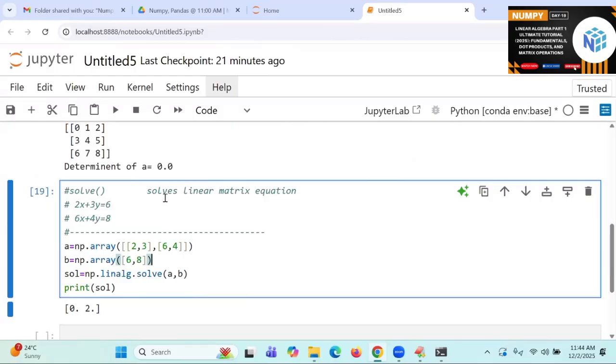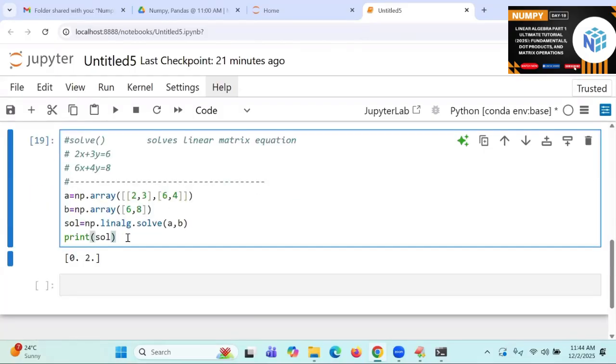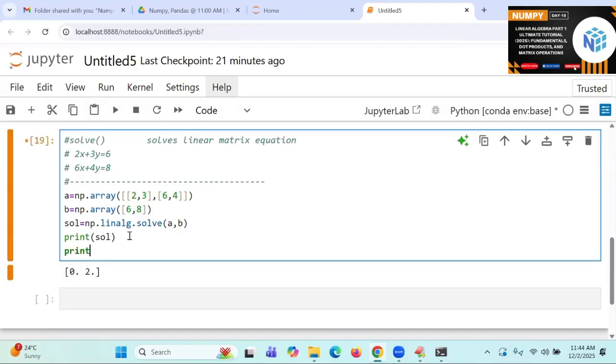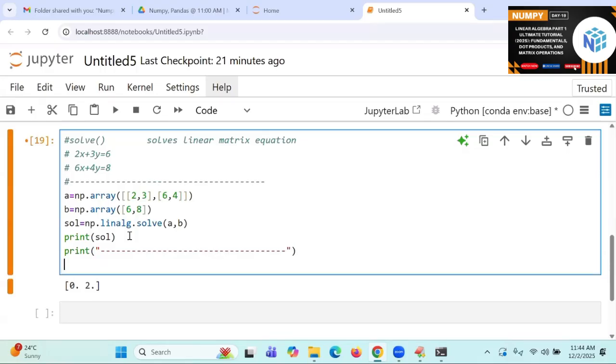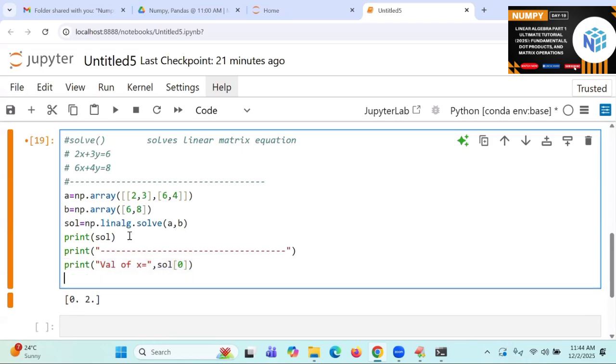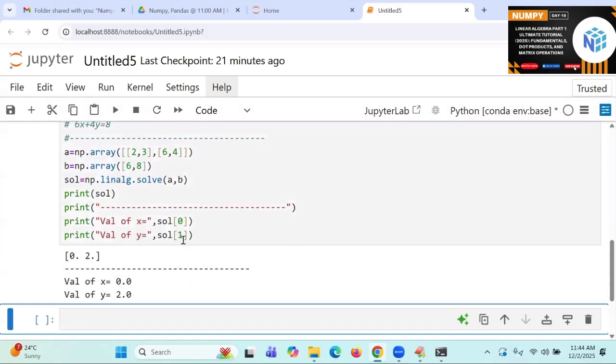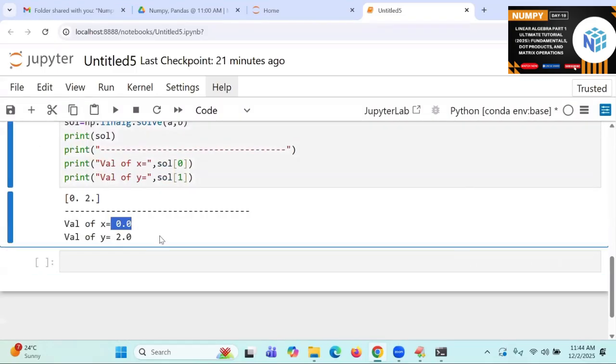Very, very important this is. So you got it. If you want, you can print it this way. Online students, I hope you are getting me. I will write it. Print the value of x is equal to the solution, 0. Next, the value of y is equal to the solution, 2. So here we got 0 and 2. Right.